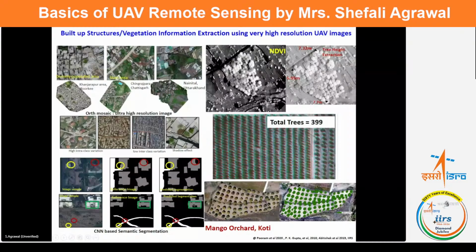So we can estimate the health of the vegetation. Along with that, we can also extract the height of the trees. So for orchard management, one can know the health of the plant as well as the total number of trees, and you can assess, and it's very effective. So here, AI-based information extraction algorithms can be applied to extract the buildings, the roads, the trees using very high resolution drone images.